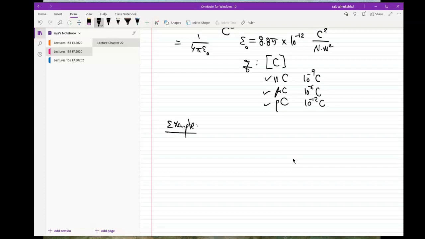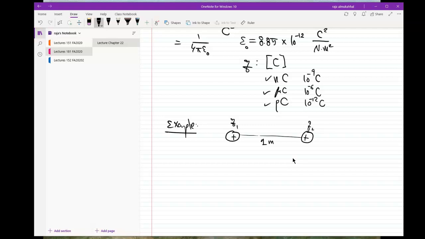I'll say, for example, I have two charges, let's call it charge 1 and charge 2. This is charge 1, Q1, and this is charge 2, Q2. Let's make them both positive, and let's say they're separated by a distance of 1 meter.